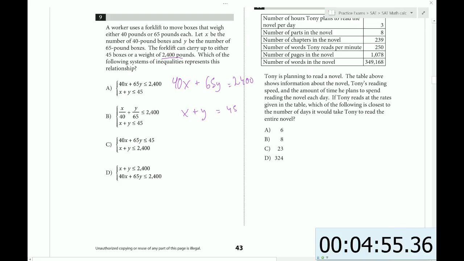And then we just have to consider the inequality. So up to, okay, so it could also be less than 45. It could also be less than 2400. So it looks like choice A is a good choice.